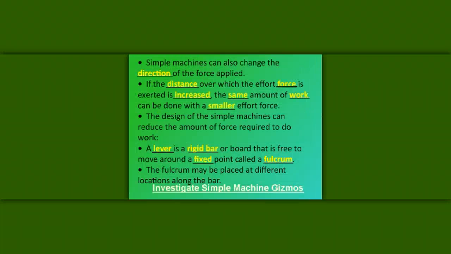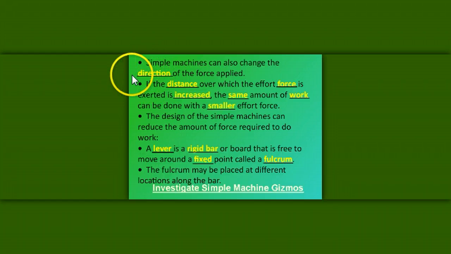Simple machines can also change the direction of the force applied. If the distance over which the effort force is exerted is increased, the same amount of work can be done with a smaller effort force. In other words, simple machines are going to help us, and we can use them to make life easier. The design of our simple machine can reduce the amount of force required to do work.